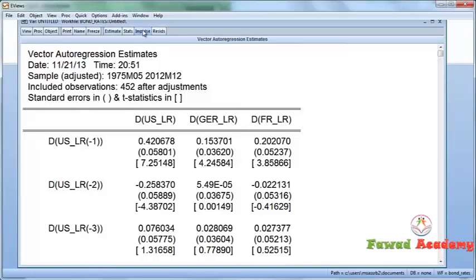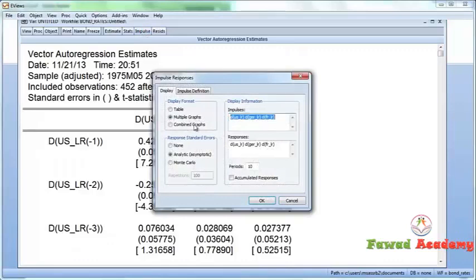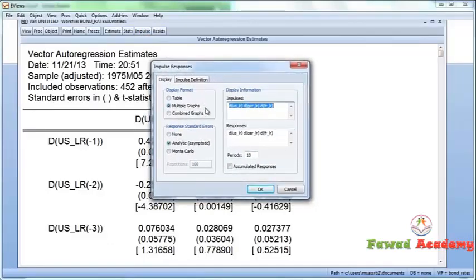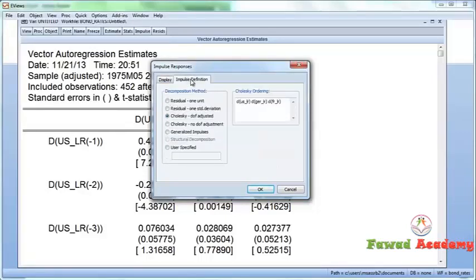In EViews there's a little button called Impulse. That sounds alright, so we'll click on this. Now there are a number of things you need to do on Node. Firstly, let's not use standard errors. That just makes the graphs cluttered. You can switch on the option and see what happens. You get standard errors for the impulse response functions. We'll choose none.